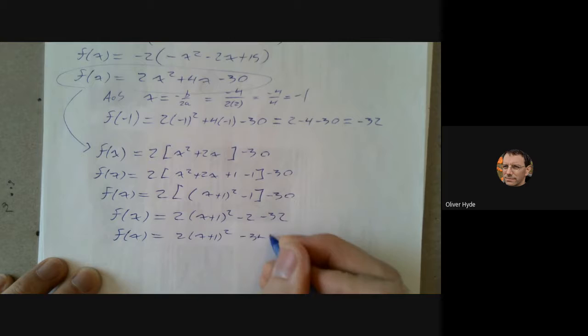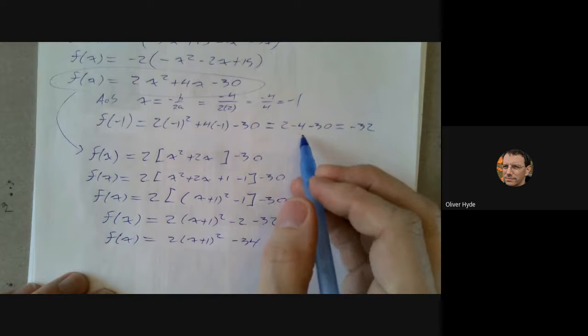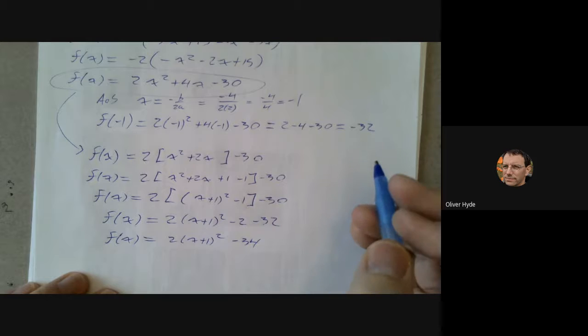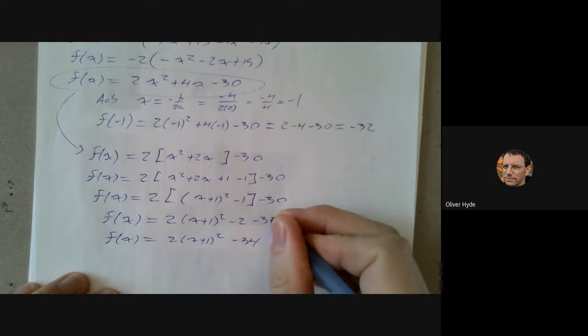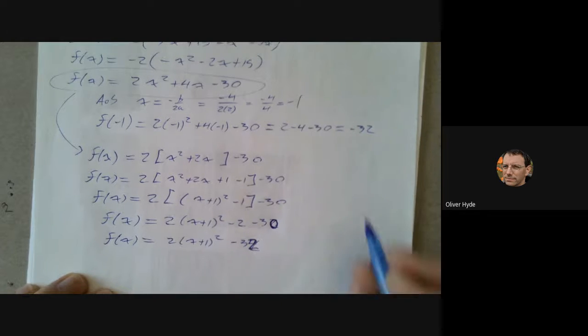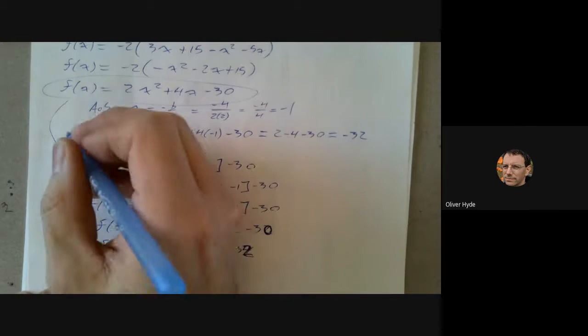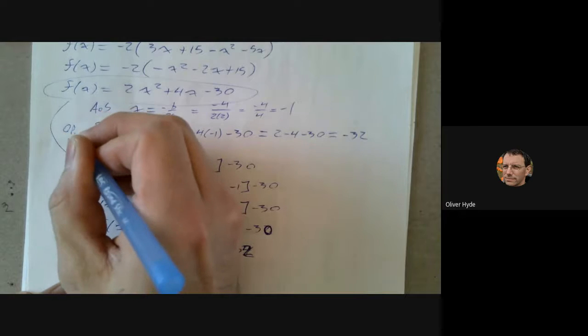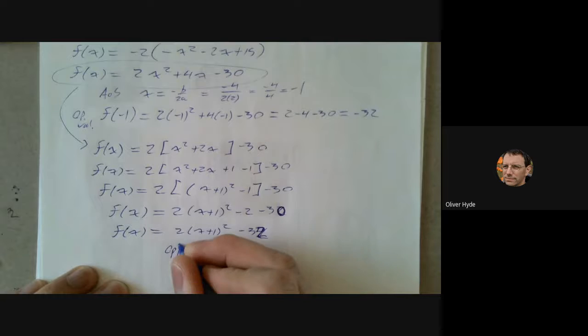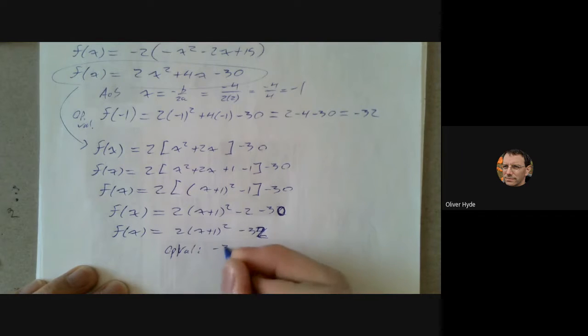Minus 34. Whoops. -32. Oh, that changed to a 32 accidentally. There we go, because all of my answers should be the same. I forgot to conclude that this right here was me finding the optimal value. And then I guess from here, I would say my optimal value is -32.